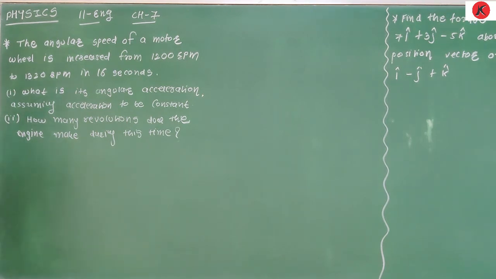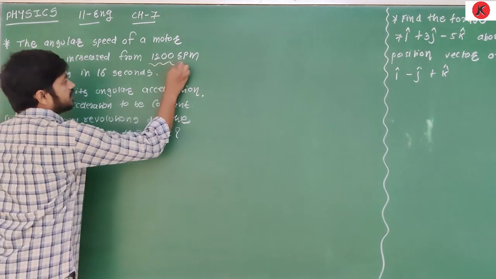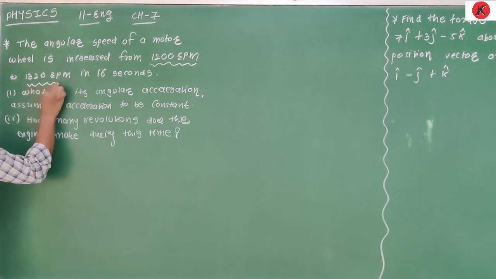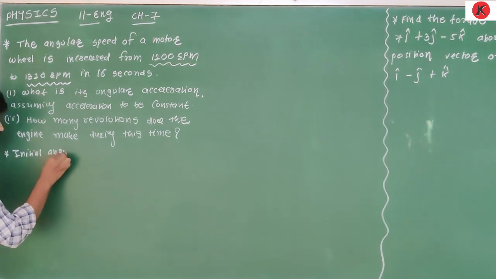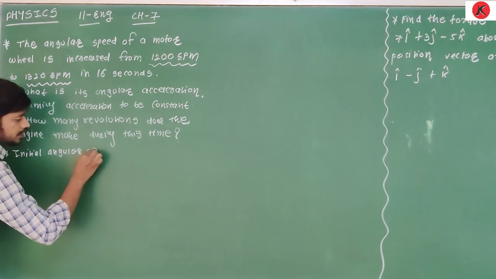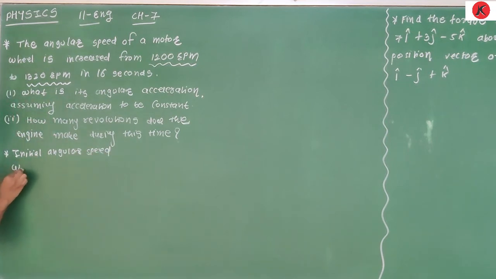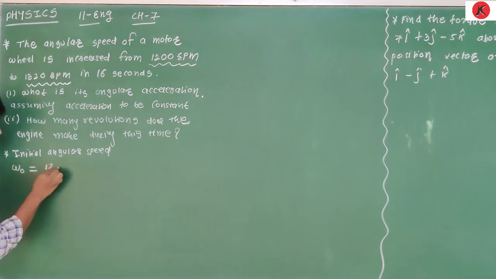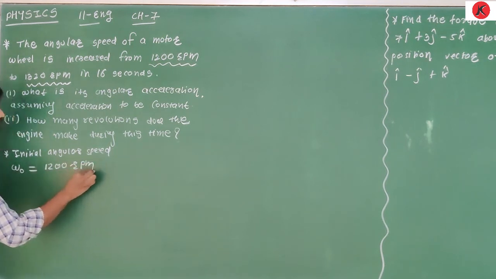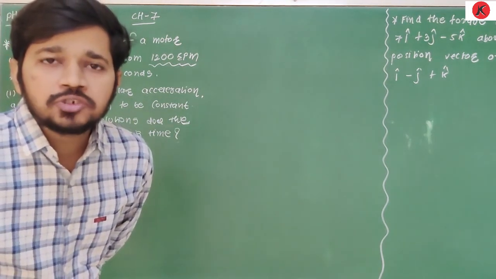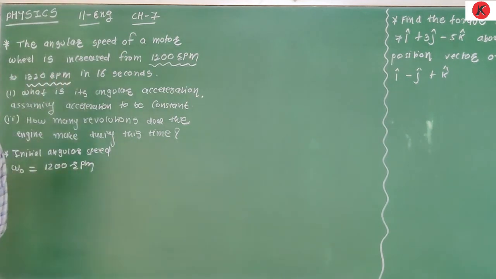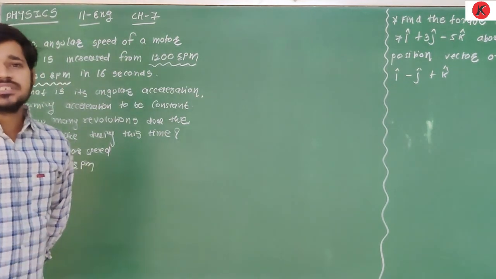The angular speed of the motor wheel is increased from 1200 rpm to 1320 rpm. So here, the initial angular speed omega 0 is equal to 1200 rpm. rpm means revolutions per minute. You have to convert this revolution per minute into radian per second.